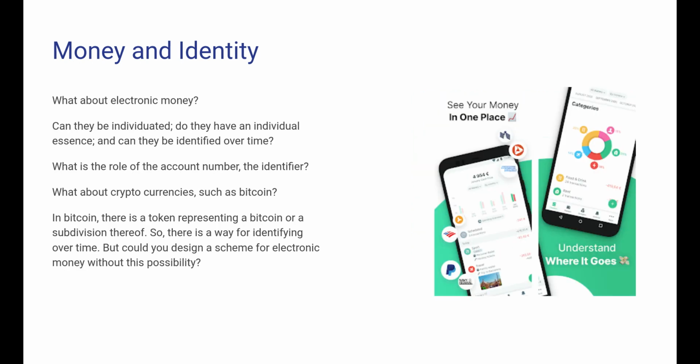If we look at the information level at electronic money accounts, can they be individuated? Do they have some individual essence? Can they be identified over time? In particular, if we have accounts, what is the role of the account number, the identifier? How does that help for answering these questions? And what about cryptocurrencies, such as Bitcoin? In Bitcoin, there is indeed some token that represents a Bitcoin or a subdivision thereof. So we have some means for identifying Bitcoins over time. But would it be possible to design a scheme for electronic money that didn't have this possibility of identification over time? And would this really be some ontological question, or is it just a pragmatic issue?